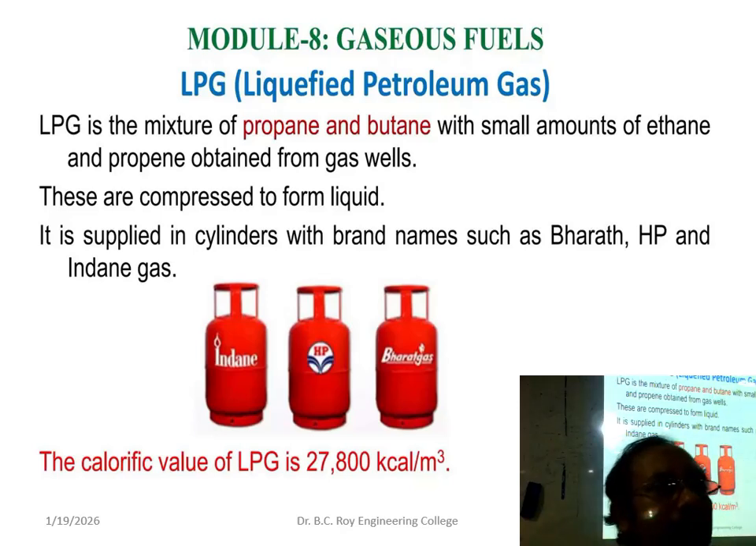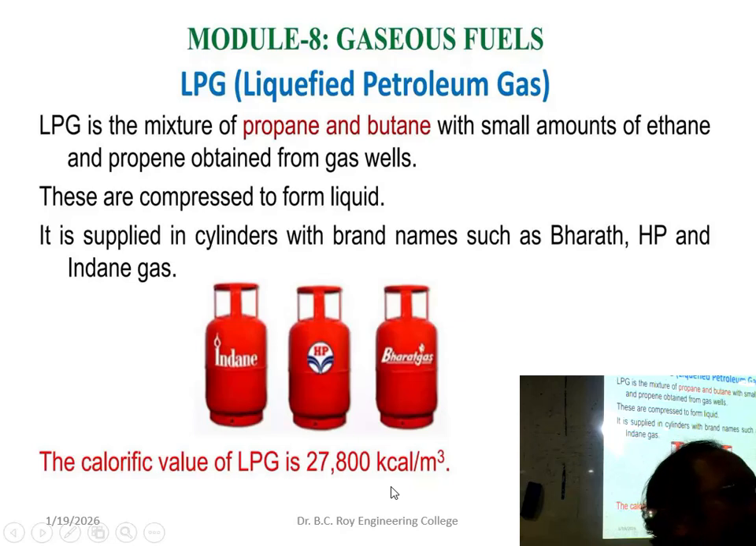Now this LPG portion is our kitchen gas that we are going to discuss. This kitchen gas has a calorific value of 27800 kilocalorie per meter cube. For petrol and diesel it was kilocalorie per kg, and here it is kilocalorie per meter cube. That's why we cannot always compare them that way. It's a gas. It is stored as a liquid, but when you are using it, it is a gas. That's why the unit is always kilocalorie per meter cube.